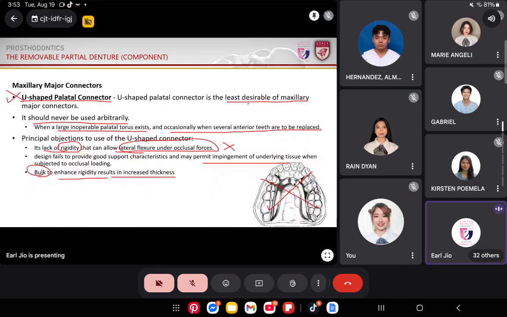U-shaped palatal major connector, the least desirable. It should never be used arbitrarily. It is only used when a large inoperable palatal torus exists. Principal objection niya is it lacks rigidity that can allow flexure under occlusal load. Hindi pwede yun. Again, dapat rigid siya kahit during function. And it should create bulk to enhance rigidity. That is why it results in increased thickness. So makapal siya. So again, U-shaped palatal connector is not good.